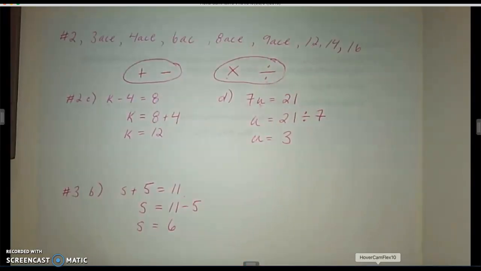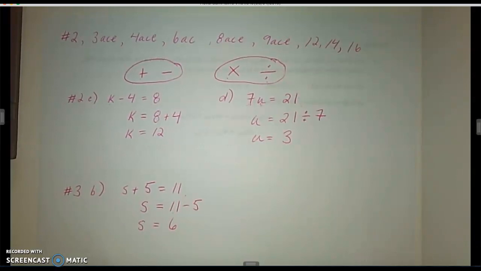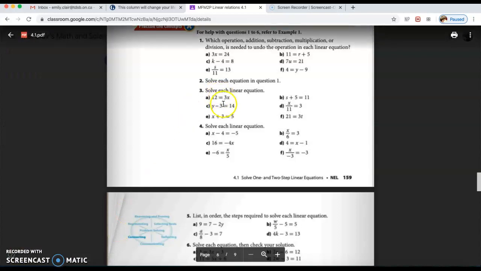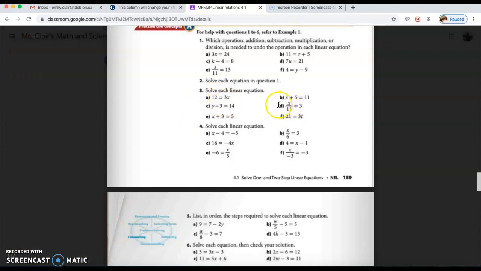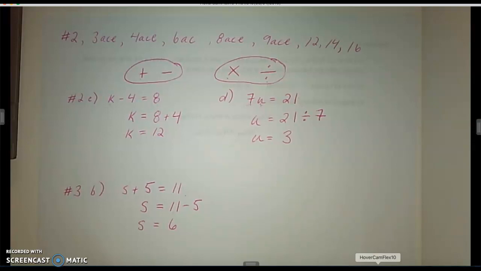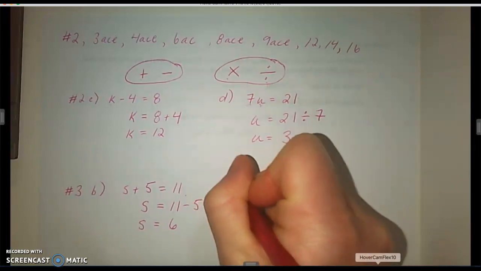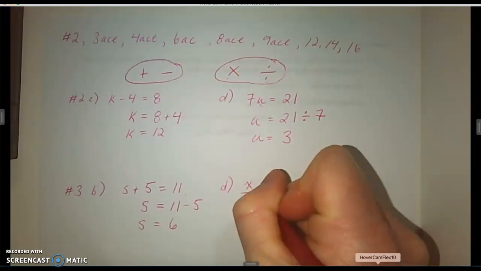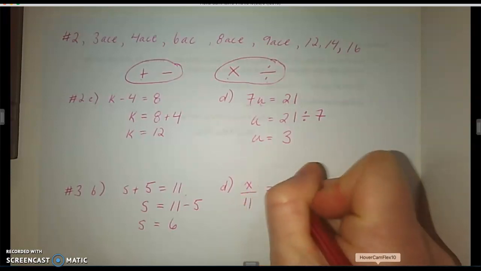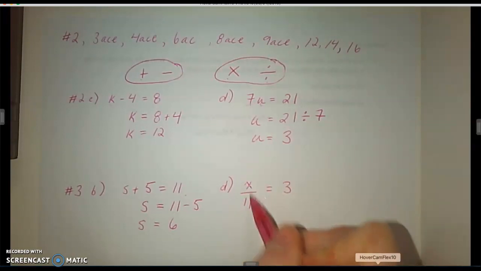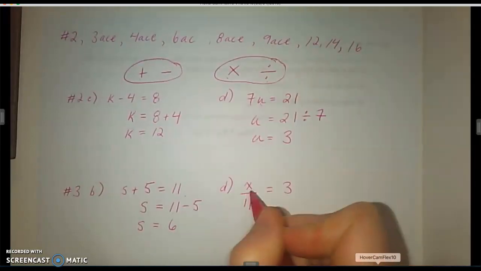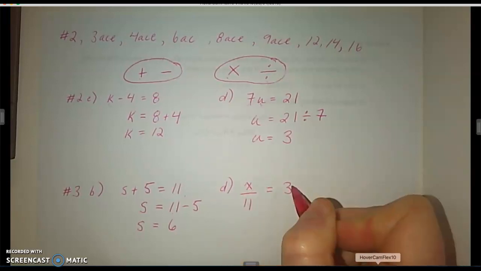Okay. I'll do one more example here from number 3. So in number 3, another type of question you have is x over 11 equals 3. So we'll take a look at that. x over 11 equals 3. Okay, and now this notation, over, it means divide. Okay, so this means x divided by 11 equals 3.